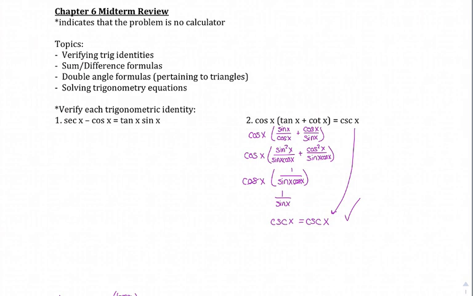Chapter 6 was verifying trig identities, some difference formulas. It was double and half angle, and then solving trig equations. So on the midterm, we're not going to be doing half angle formulas, so we don't have to worry about that. And then our double angle formulas are only going to be for triangles. So it's not going to be for a single angle. I'm going to give you a ratio, then you're going to have to make a triangle out of it.